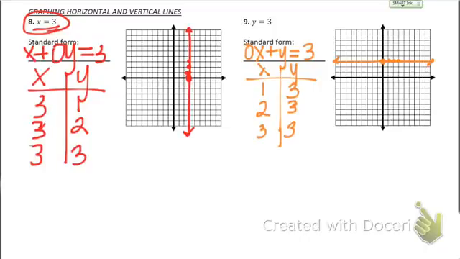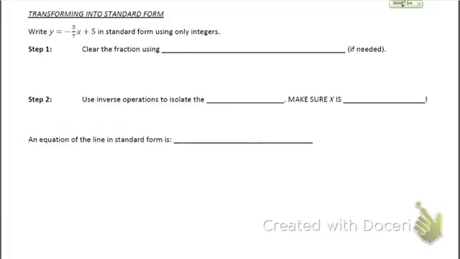Okay? Those are special types of lines. So let's say I give you the equation of a line, and I want you to put it in standard form. For example, y equals negative 3 over 7x plus 5. First of all, that fraction is really throwing things off, so I want to get rid of the fraction. How can I clear the fraction? What would I multiply by? 7. So you are going to clear the fraction using distributive property.